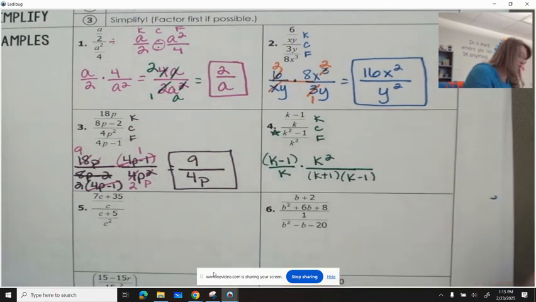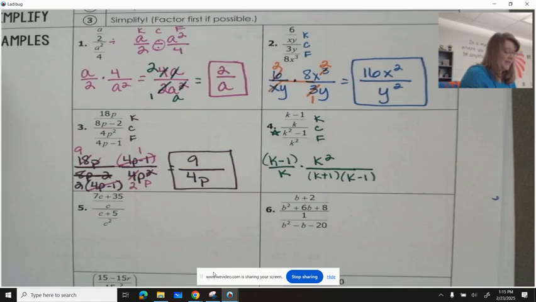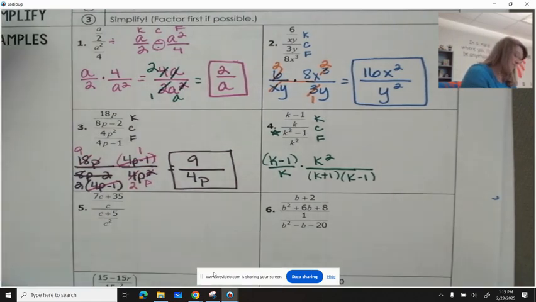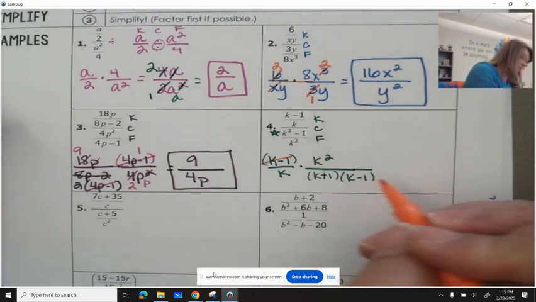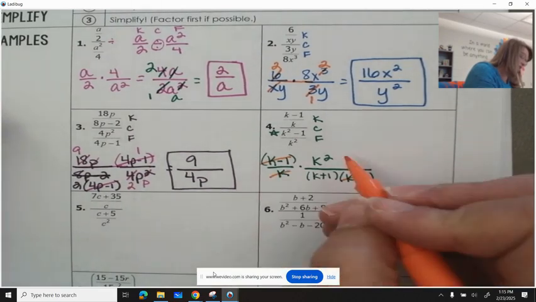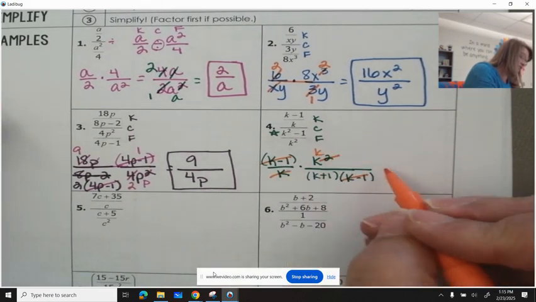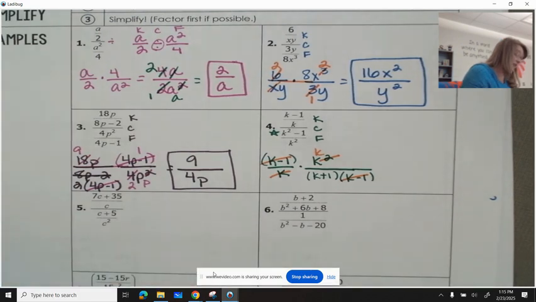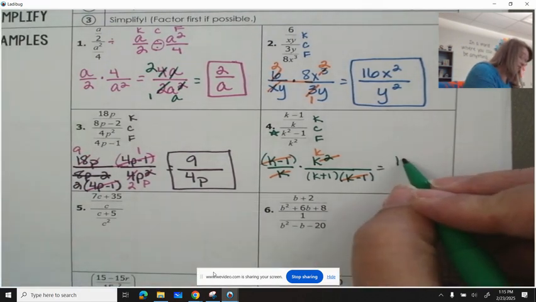Okay, I can put that k minus 1 up there in parentheses if it makes it easier to see what simplifies. So now k minus 1, k minus 1, this k with one of these k's, leaving just 1. So it looks like I have k over k plus 1.